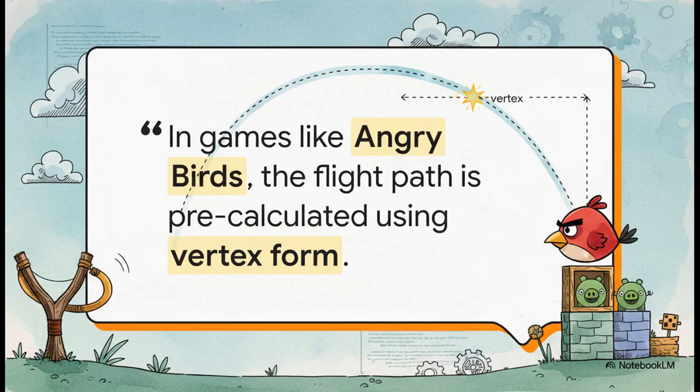Think about a game like Angry Birds. When a game developer designs that level, they don't have to simulate complex physics over and over. They can just decide, okay, how high do I want this bird to fly? They pick the peak height, and that is our vertex. The game engine then just uses the vertex form equation to draw that perfect, predictable arc every single time.